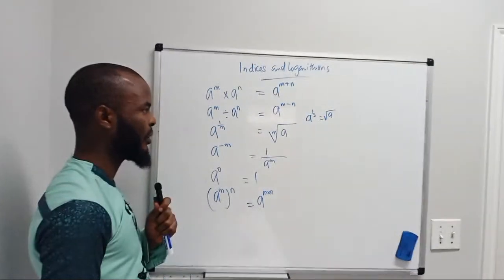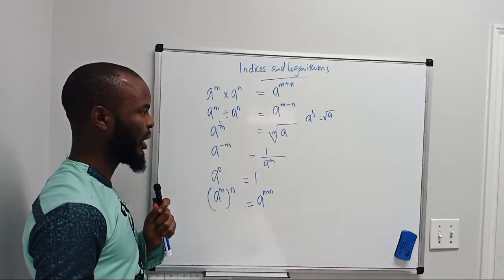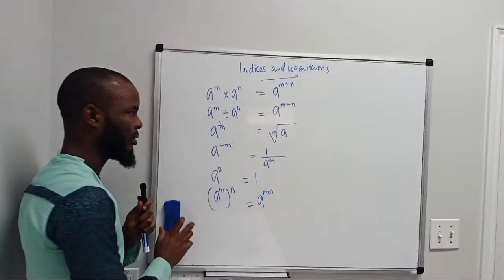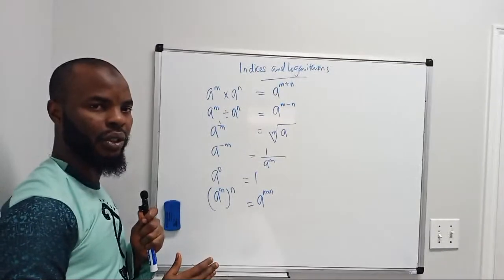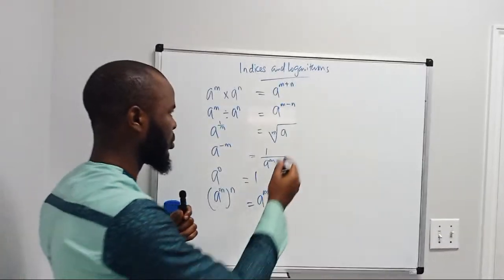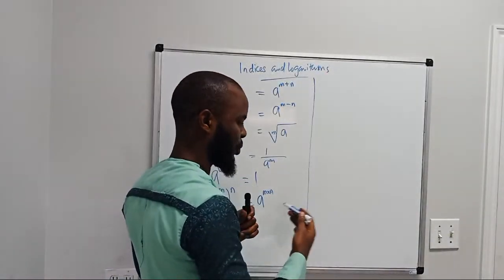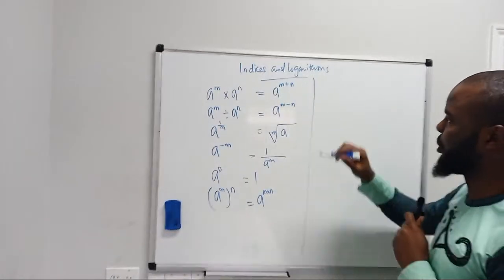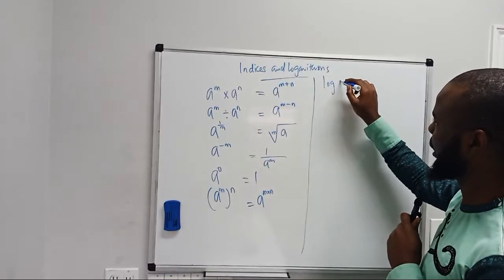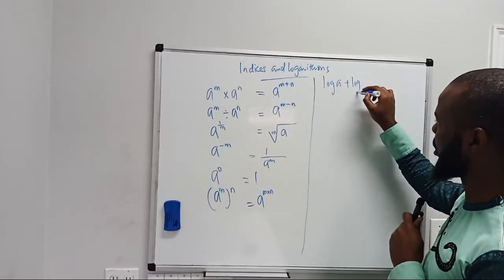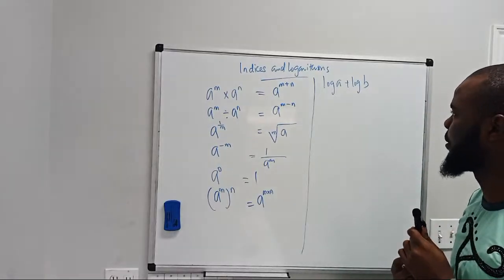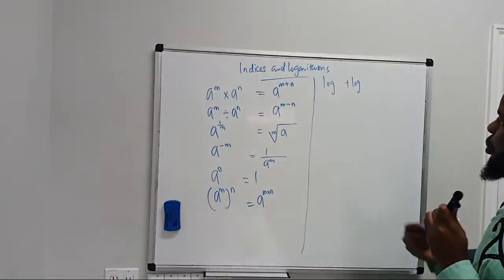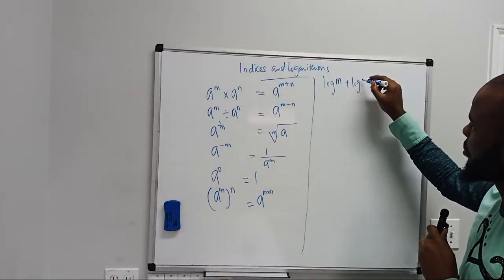Before I proceed, I would like you to have a picture of the similarities and the differences between indices and logarithms. So I'm going to do the rules of logarithm, then we can move to the different examples. For logarithm, we want to do something similar. If you have log A plus log B, or let me use the same letters you are used to, log m plus log n.